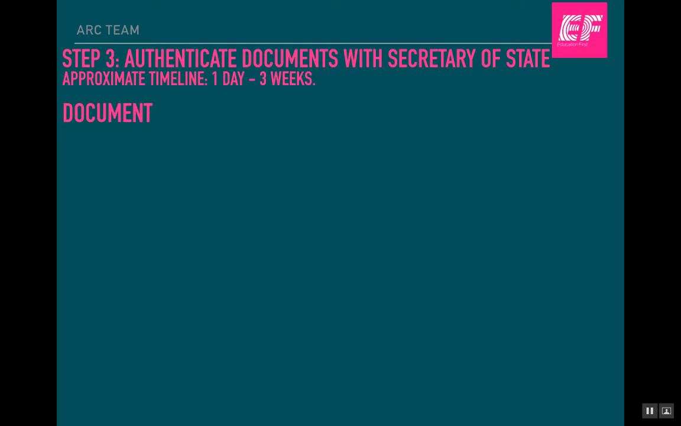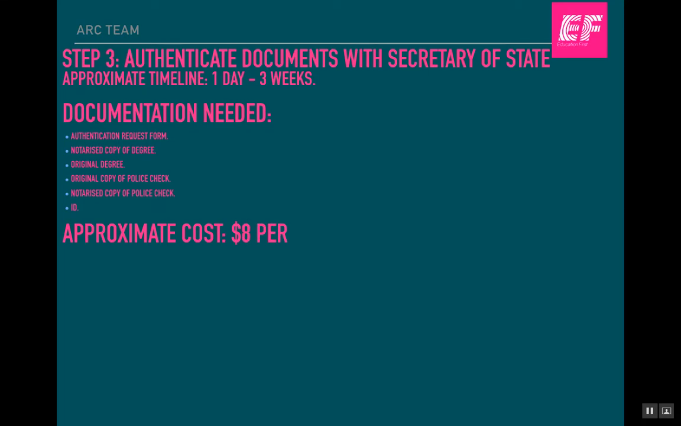The documentation that you need for this part is the authentication request form, a notarized copy of your degree, your original degree, your original copy of your police check, the notarized copy of your police check and your ID. Your original copy and your notarized copy of your police check should be the same one, so you should only have one, but if you have two, take both. The approximate cost of this is $8 per document, and some things to note about this part.